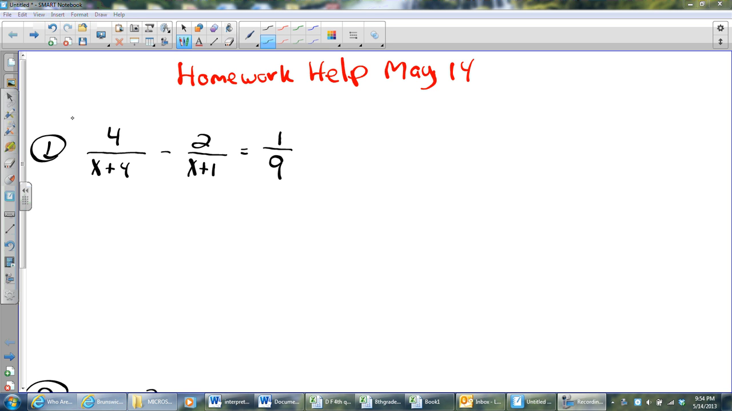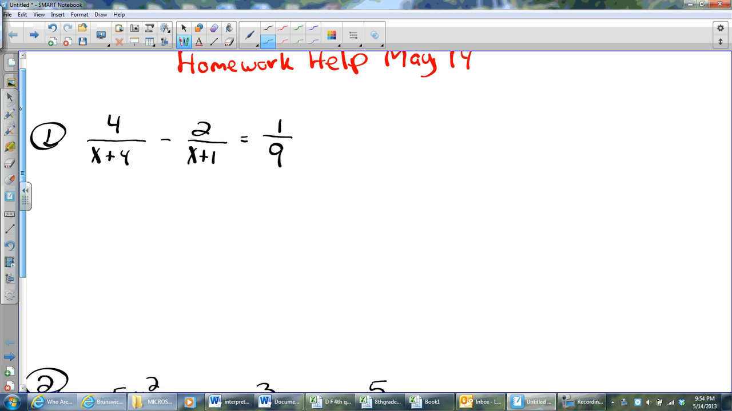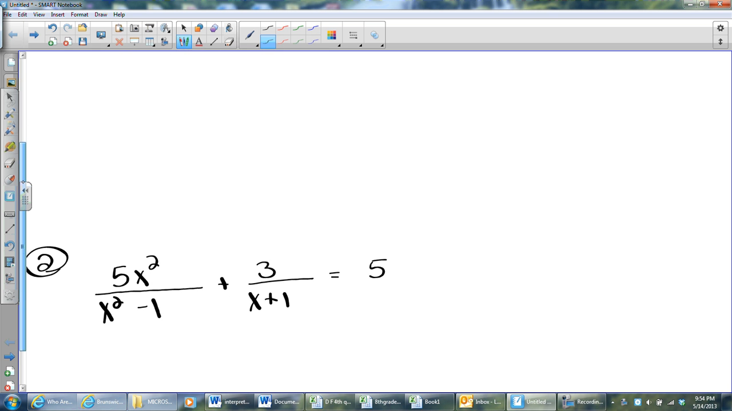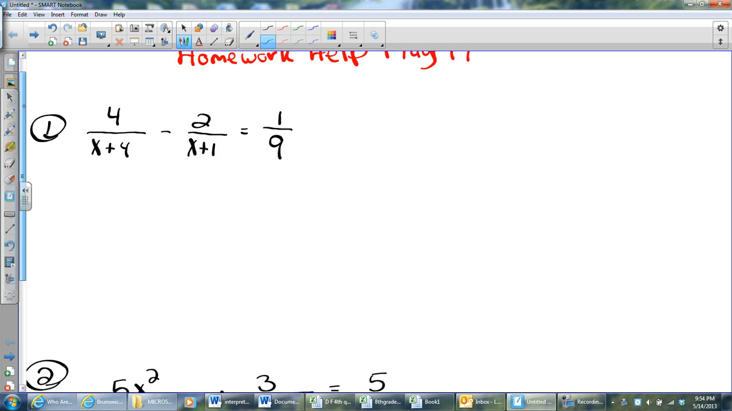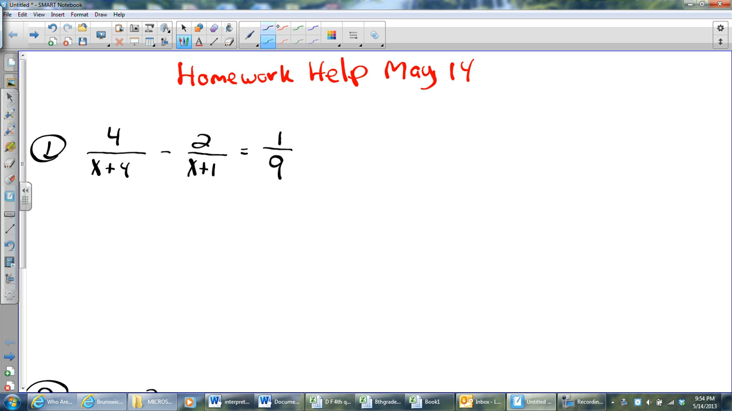Okay, I'm going to do two examples. They're not actually from your homework because I don't have my textbook at home, but I'm going to run through them step by step and see what happens. Remember, we first want to find the LCD. Although before we look for the LCD, we want to see if any of our denominators can factor.